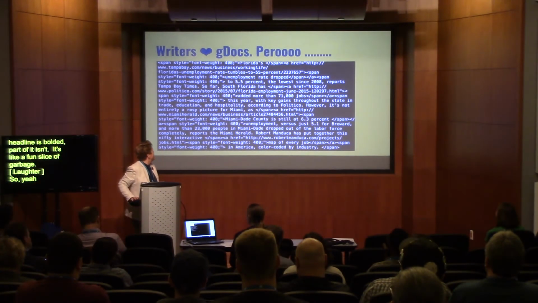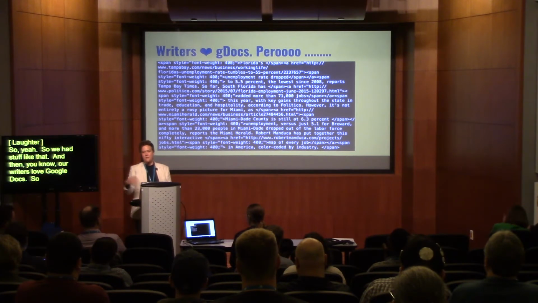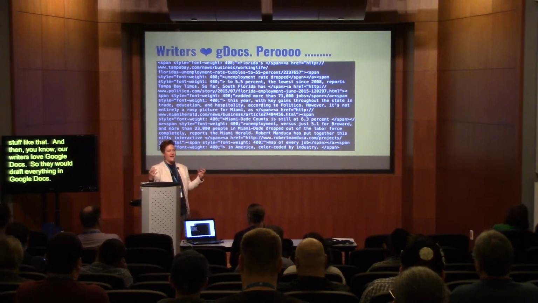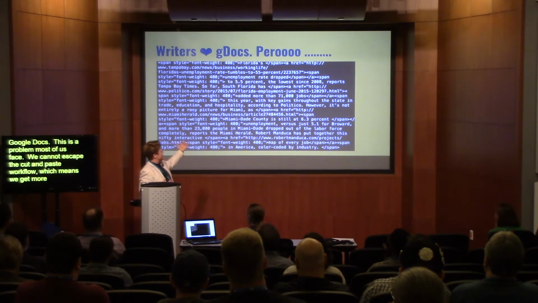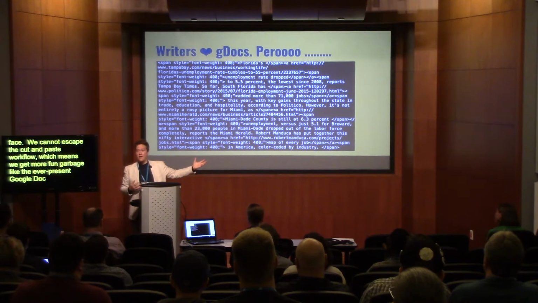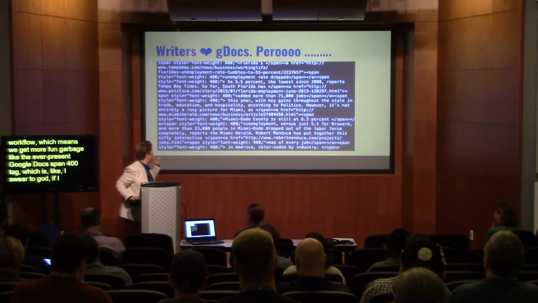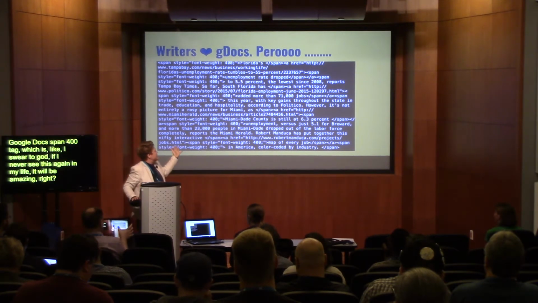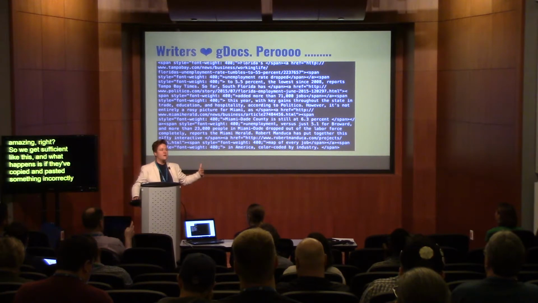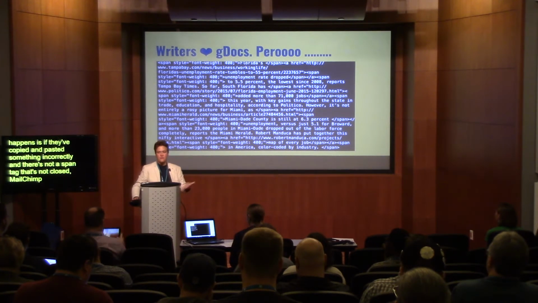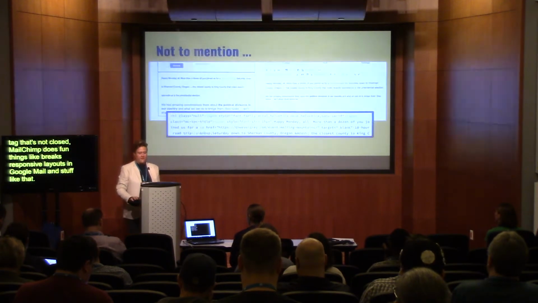So we had stuff like that, and then our writers love Google Docs, so they would draft everything in Google Docs, and this is a problem that I think most of us face, right? We cannot escape the cut and paste workflow, which means we get more fun garbage like the ever-present Google Docs span font weight 400 tag, which, I swear to God, if I never see this again in my life, it will be amazing, right? So we get stuff like this, and if they've copied and pasted something incorrectly and there's a span tag that's not closed, MailChimp does fun things like breaks responsive layouts in Google Mail and stuff like that.